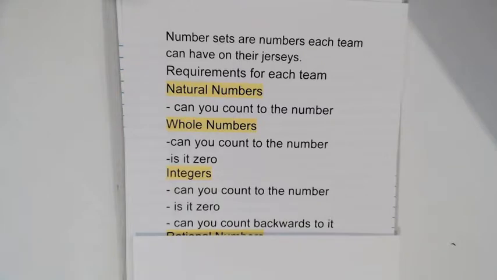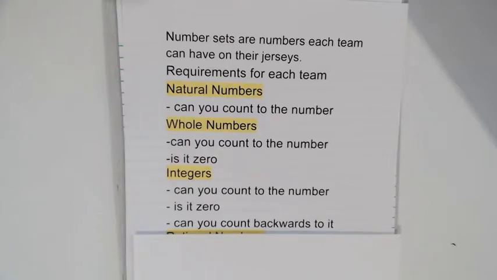-1, -5, -11, -100. Those are the special jerseys on the integers team. You can have all those others. You can have 0. You can have 5. But now you got these special jerseys because you're on the integers team. And those are negative numbers. Numbers you can count backwards to.